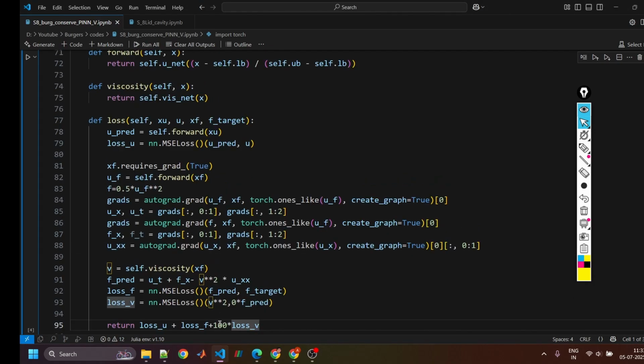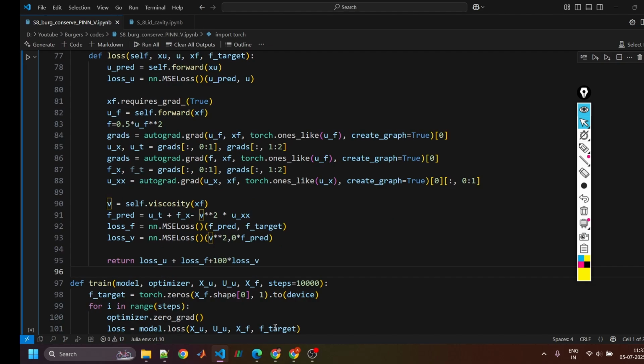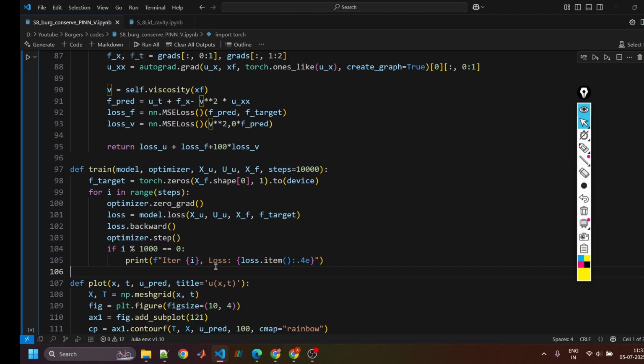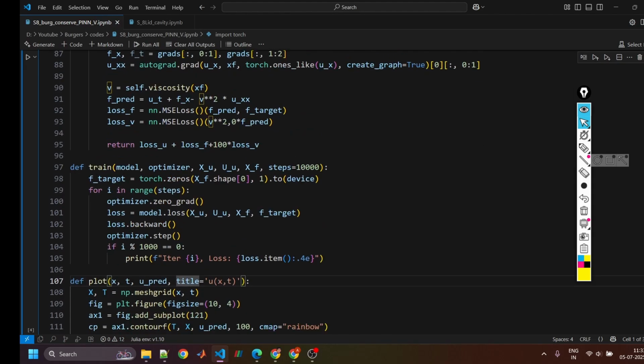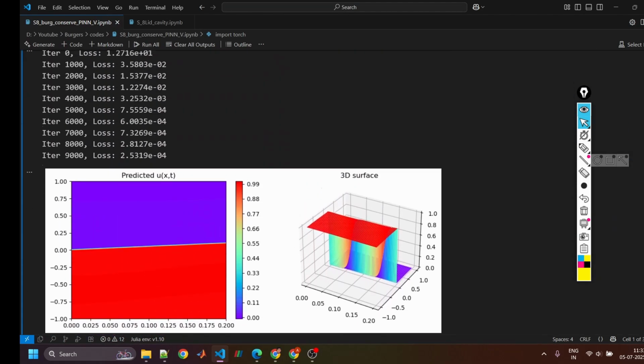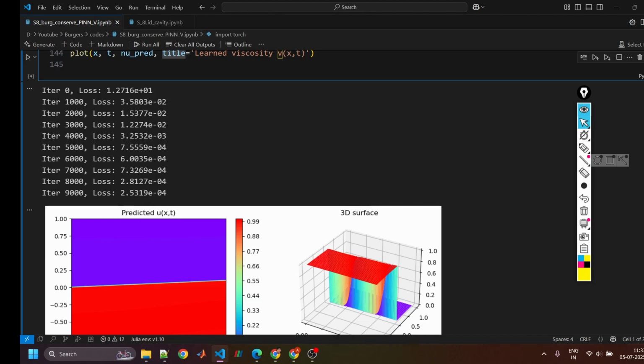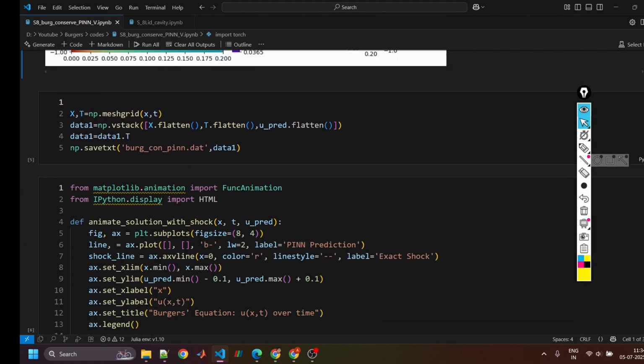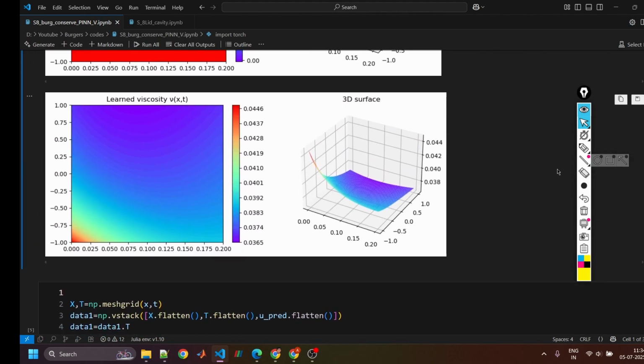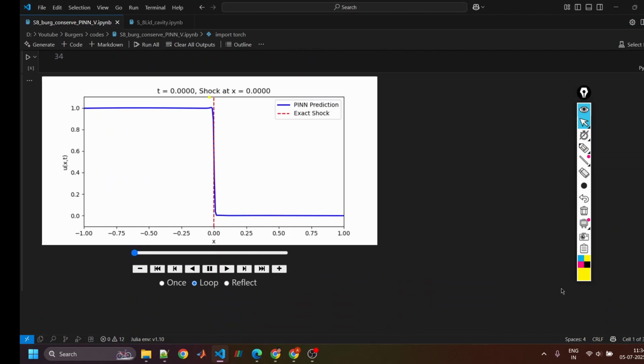So in this case, we have given 100 weightage to the viscous loss because the neural network tries to give the diffuse solution. That's why we are penalizing the viscous loss, so that we'll be getting a very sharp result. The other things are more or less standard, straightforward. If we run this code, we'll be getting a residue value of around 10 power minus 4. And this is a viscosity map for this PINN. Finally, this is a solution plot.